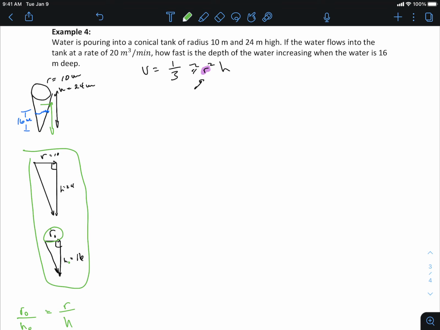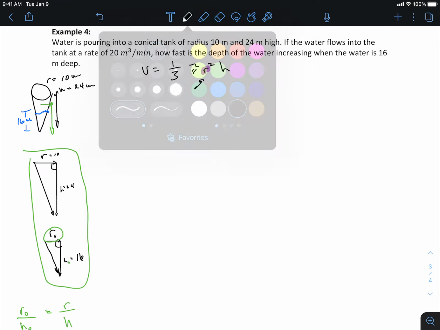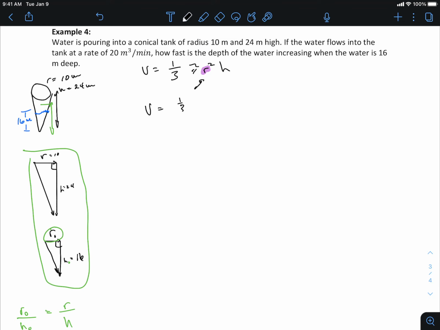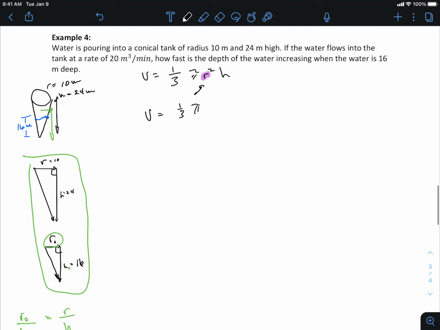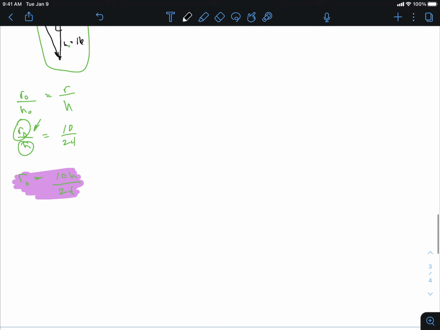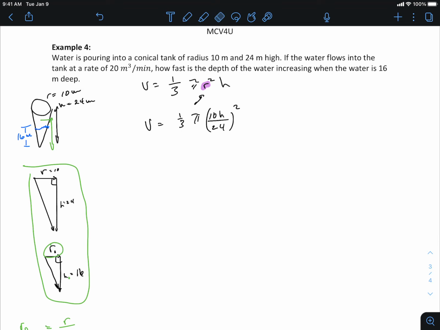And watch what happens. We can rewrite our volume equation now. Volume is going to equal 1/3 pi. Well, what's going on here? Well, we get 10H over 24 squared. Okay. Just to make our lives a little bit easier, we could reduce this 10 over 24 to be 5 over 12H. I'll use this instead because the numbers are a little bit smaller. It makes squaring everything kind of nicer. Okay, so we'll do that.